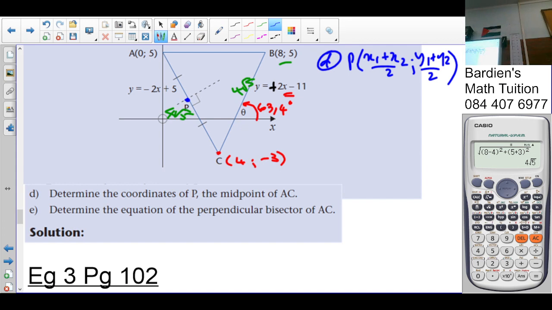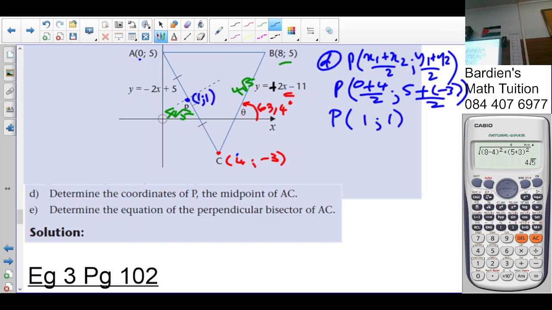Alright. So remembering, that is x1, this will be y1. So P is going to be 0 plus 4 over 2 and 5 plus minus 3 over 2. Which then gives us 2 over 2, which is 1, and 2 over 2, which is 1. Does that make sense, people? The way it's situated? Yes. Okay. So in the first quadrant, x is positive and y is positive.